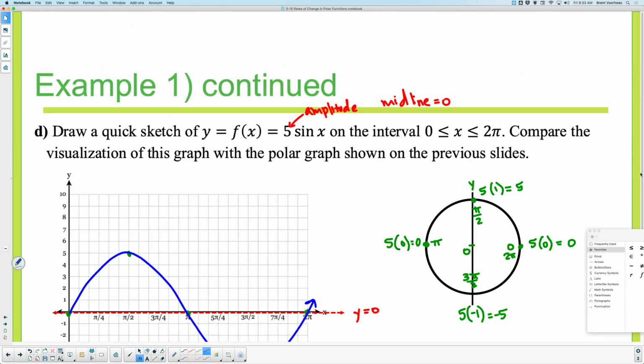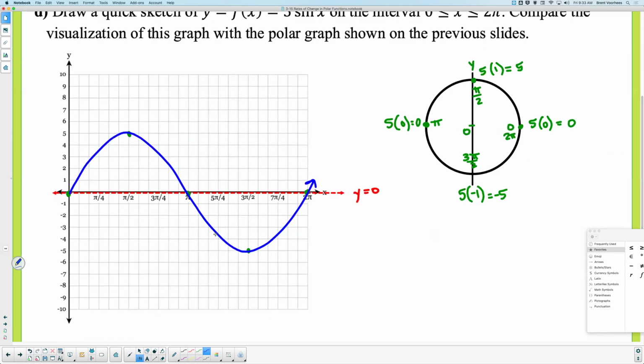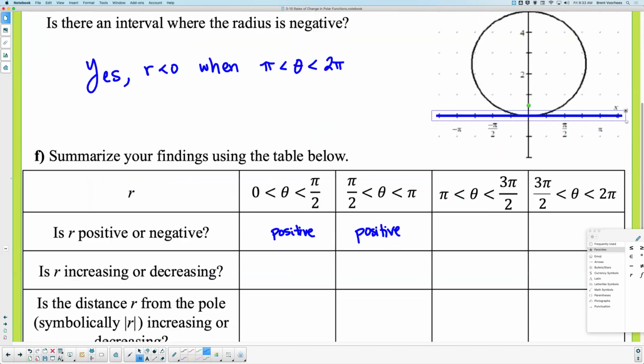What about from pi to 3 pi over 2? Negative. And what about from 3 pi over 2 to 2 pi? Not positive, but negative. It's going to be a different vocabulary word on that part, so we'll get to that. So these two are both negative and negative.